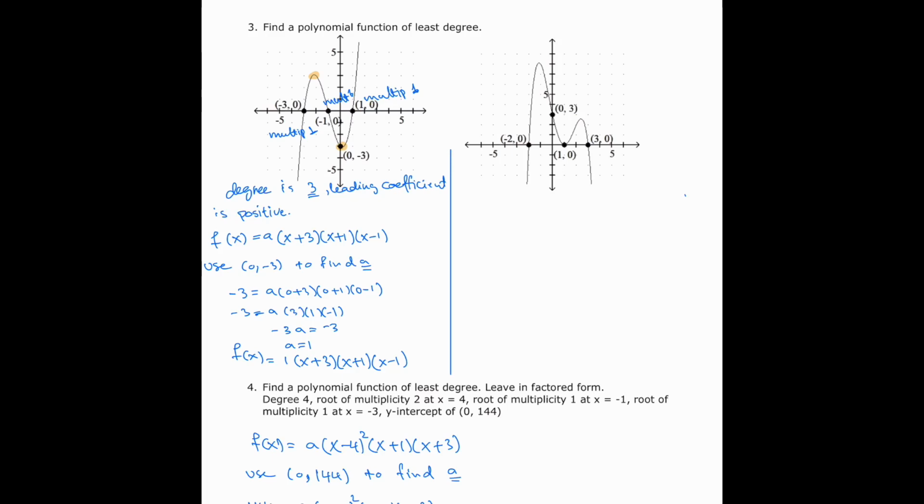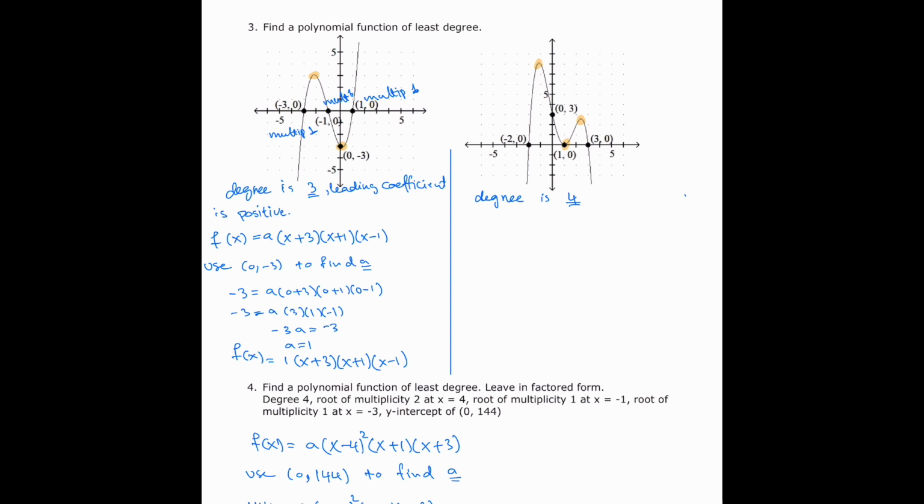Section 5.3, question number 3, the second graph. So in order to find the polynomial that represents the graph given, we're going to look first at the degree of that polynomial. Notice how we have 3 terms. That means the degree is 3 plus 1, which is 4. So I know that the degree is going to be 4 because I have 3 terms plus 1 is 4.